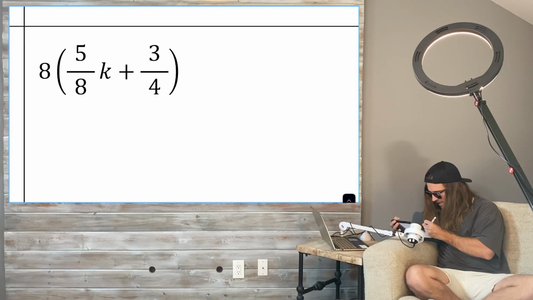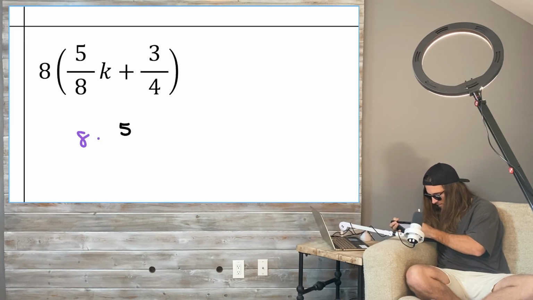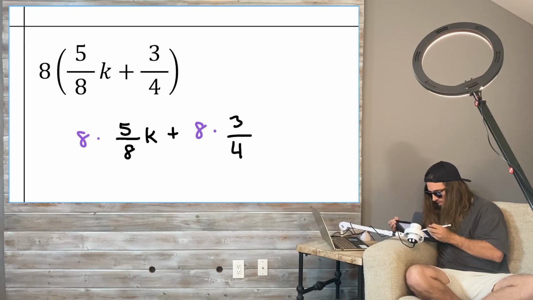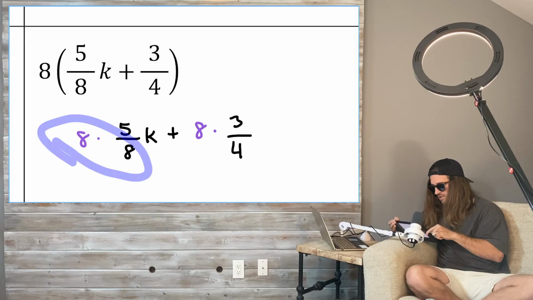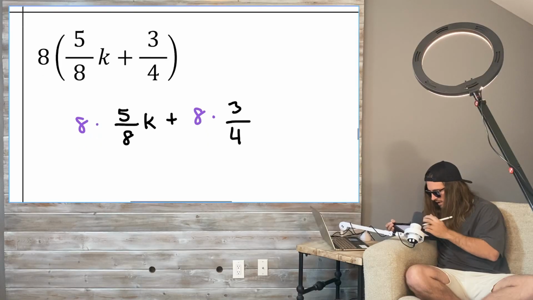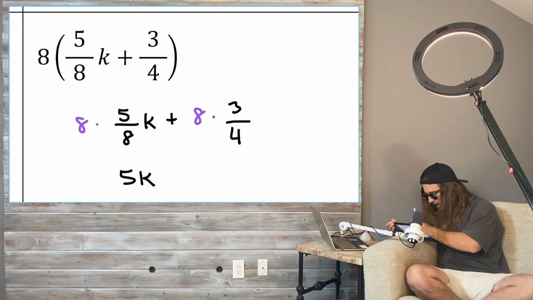Over here, we're distributing the 8, so the setup here is going to be 8 times 5/8k plus 8 times 3/4. So let's check. Can we divide down? Yes. In fact, those 8s will just straight up cancel out. 8 divided by 8 is 1, leaving us with a 5k plus.